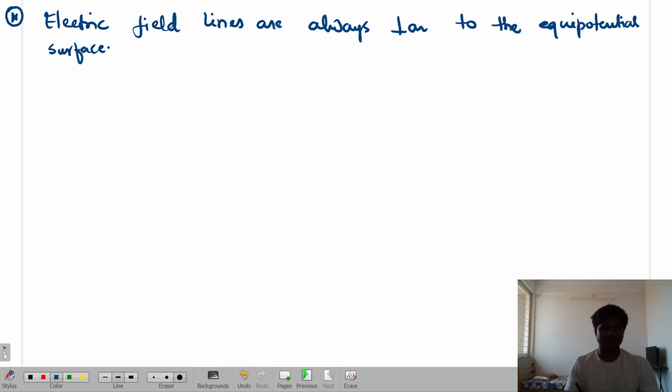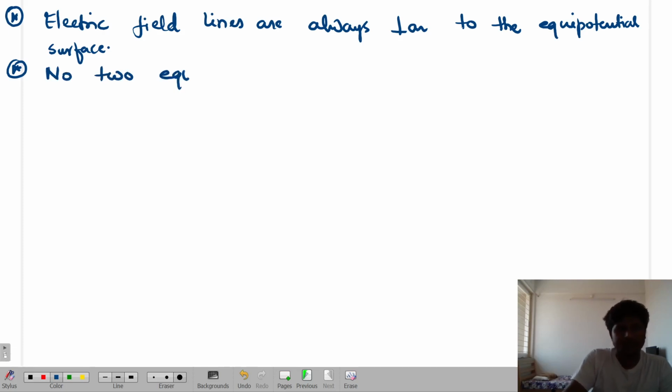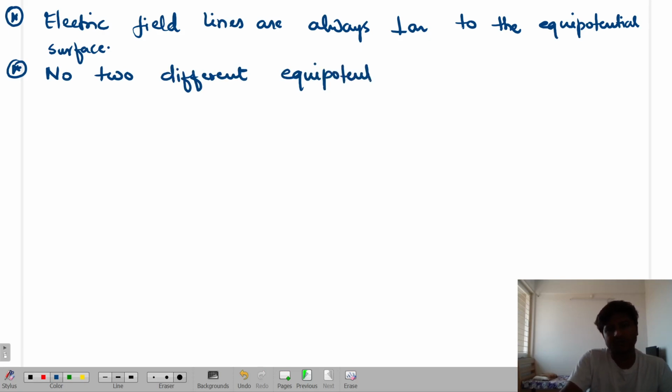Third point, no two equipotential surfaces. Can two equipotential surfaces intersect? No, because the electric field lines would not be perpendicular, isn't it? So no two different equipotential surfaces can intersect each other.